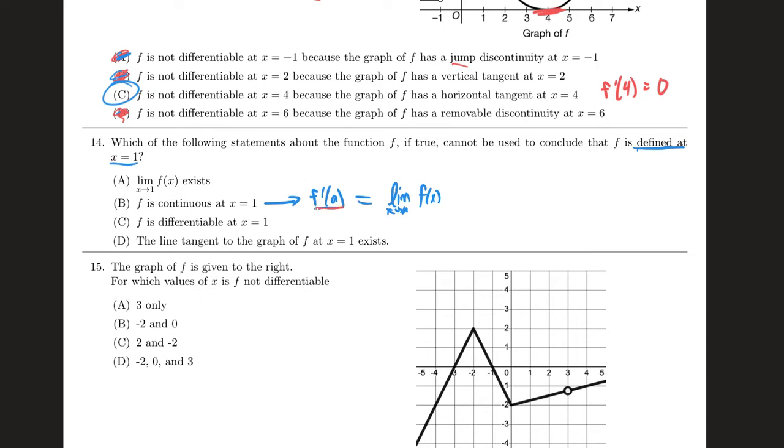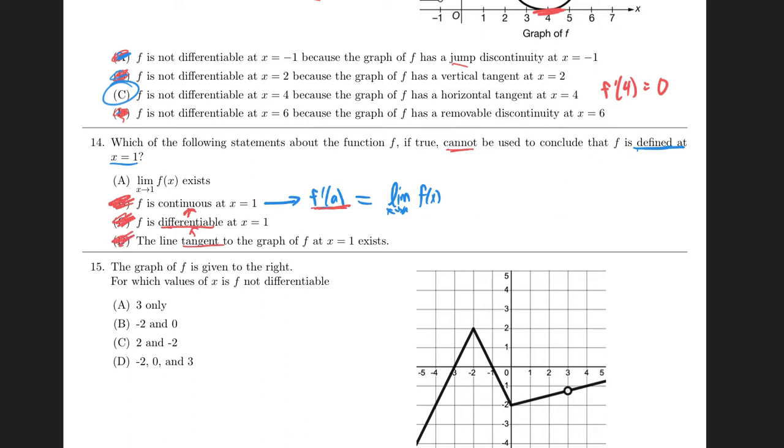So that can be used, so B is out. If it's differentiable, we just saw in the previous problem that it has to be continuous, which means the function is defined, so C is out. The tangent line exists. Well, if there's a tangent line, there's the slope of a tangent line, which is the derivative, which tells us it's continuous, which tells us f prime exists.